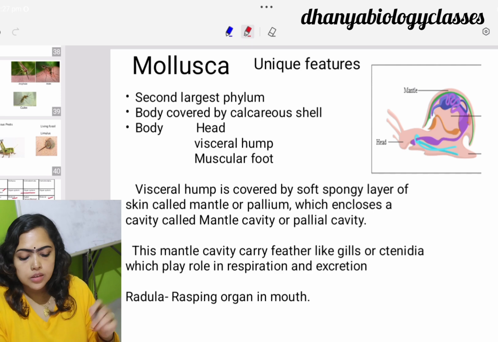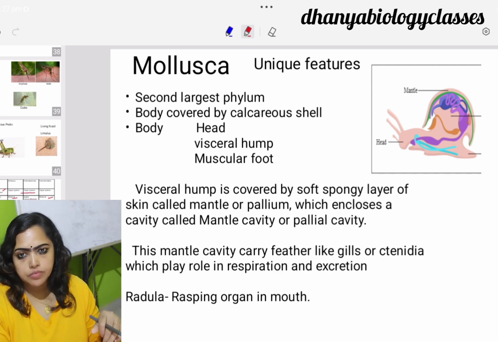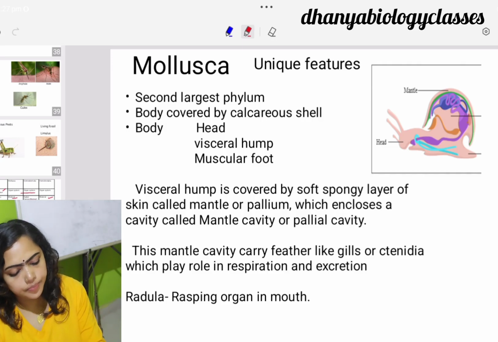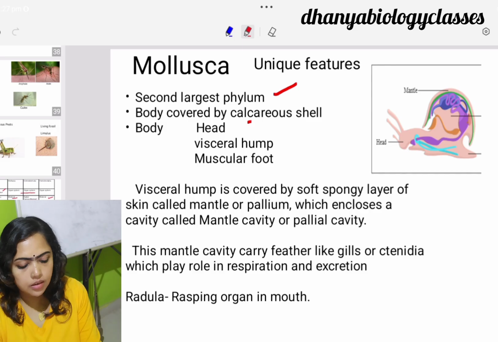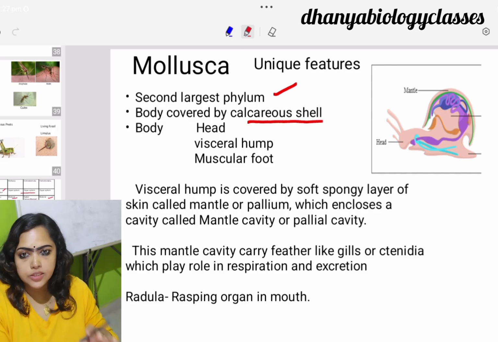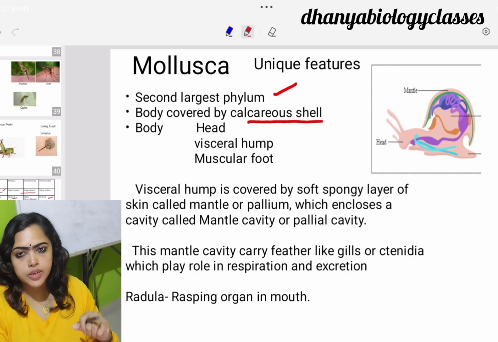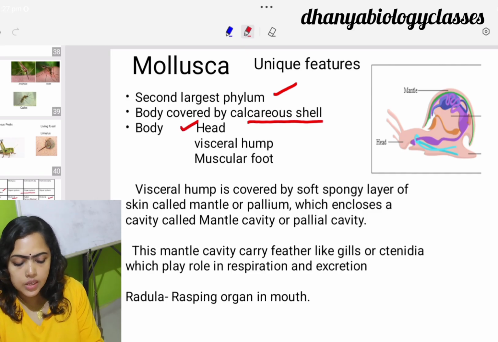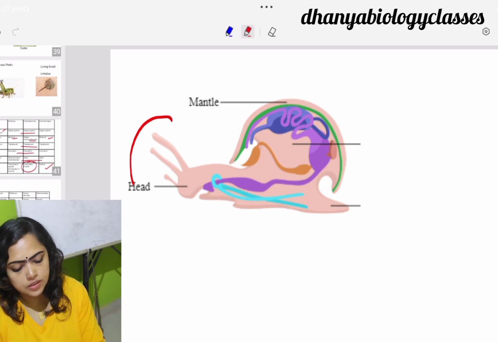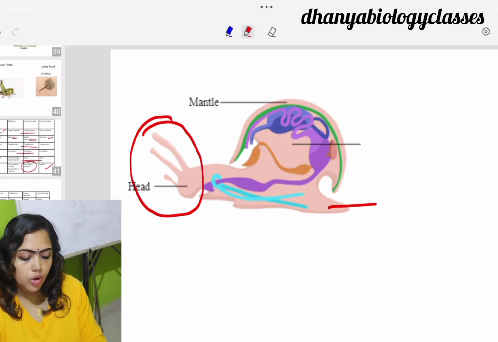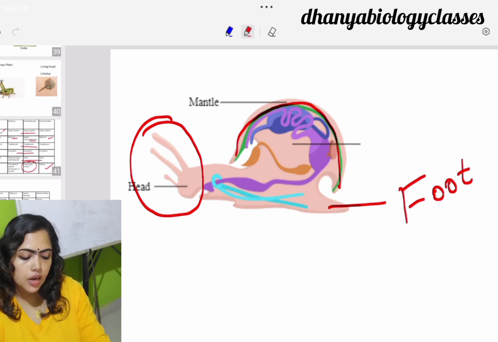First, Mollusca. This is the second largest phylum. Which is the largest phylum? Arthropoda. And the second largest phylum is Mollusca. In some members, the body is covered by a calcareous shell. Calcareous means it is made of calcium carbonate. And then parts of the body: head is there, visceral hump is there, and then what? Muscular foot. This is the head part, this is the foot, and this structure is the visceral hump.